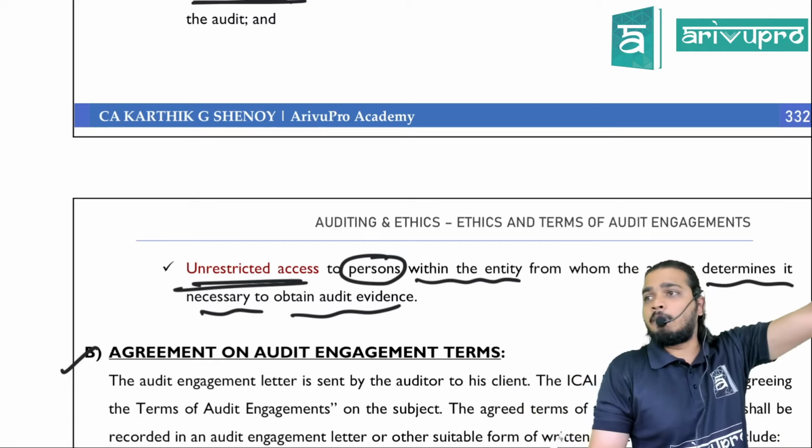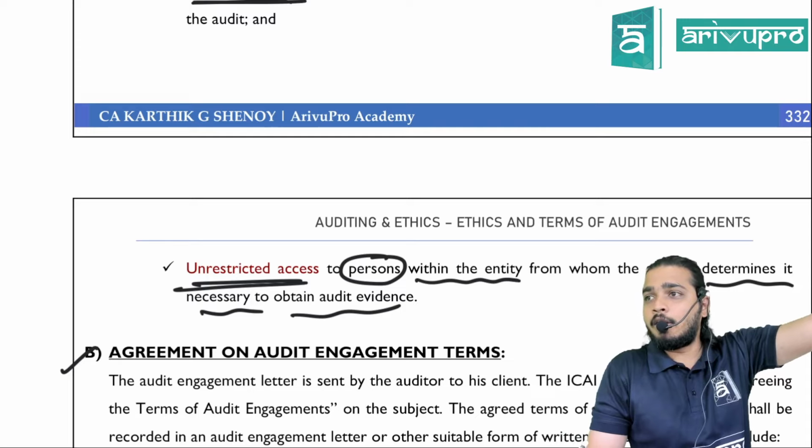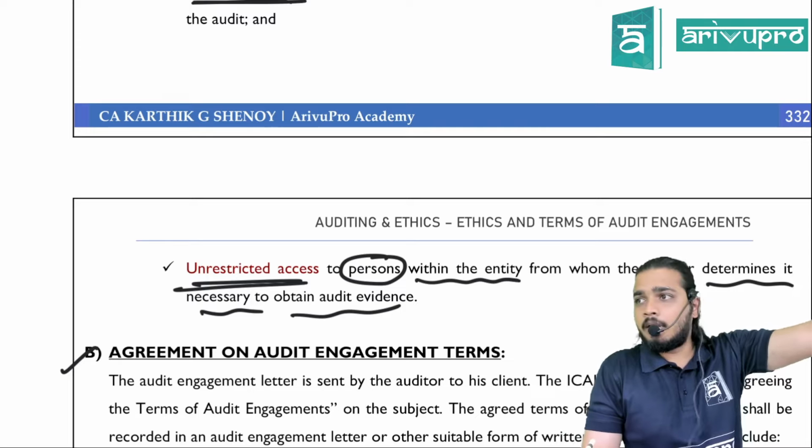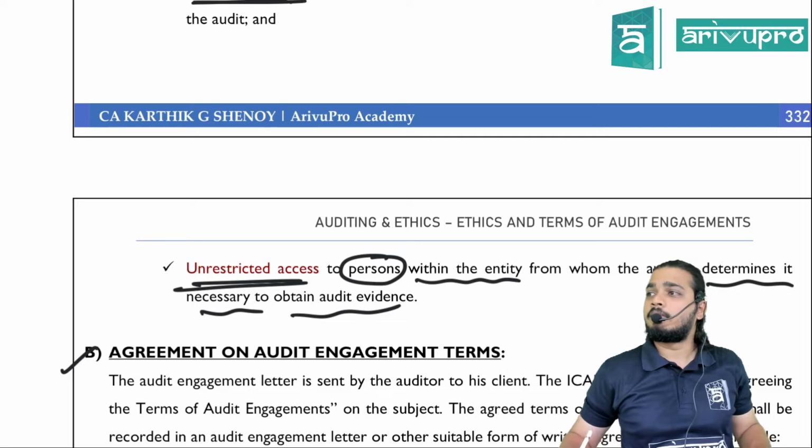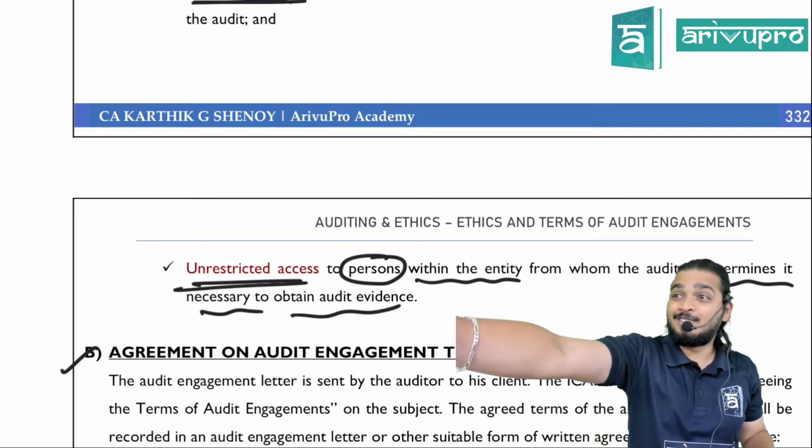Now management will have a problem with that. So don't give a bad opinion, I'm answerable. Then I'll tell management, ask your debtor to give me a ledger copy. So management will convince you.